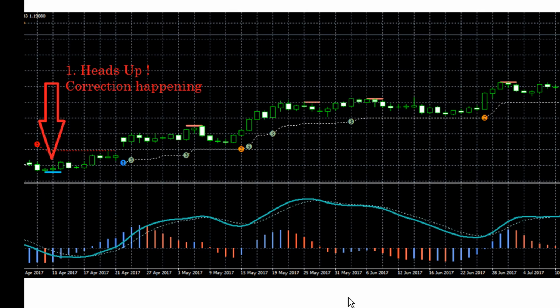If we look at that pair a little closer, this is the EURUSD, we're looking at April 2017, and we get the little heads up. We see this little blue bar here saying we've been going down for a while, but now we've bounced and we're going to come back up. So just be aware this could potentially be a trade for us to get in on.